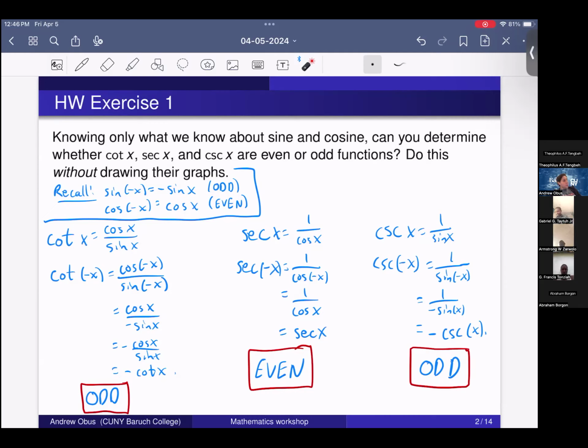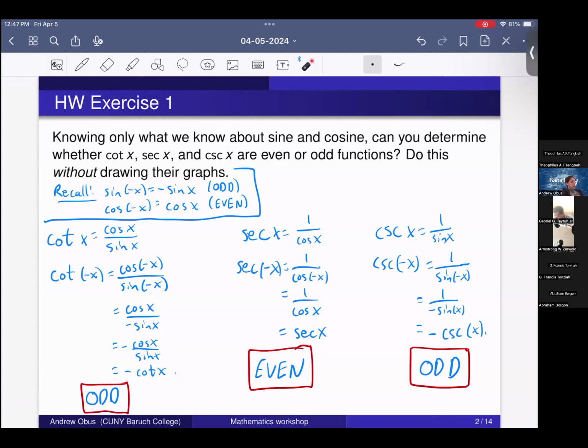Ah, right. So we're using these facts, right? What we saw before, and granted it was a month ago, is that sine of minus x is minus sine of x. But cosine of minus x is just cosine of x, right? These are the identities that we have. We have to know that sine of x is an odd function and cosine of x is an even function. This comes from looking at their graphs.